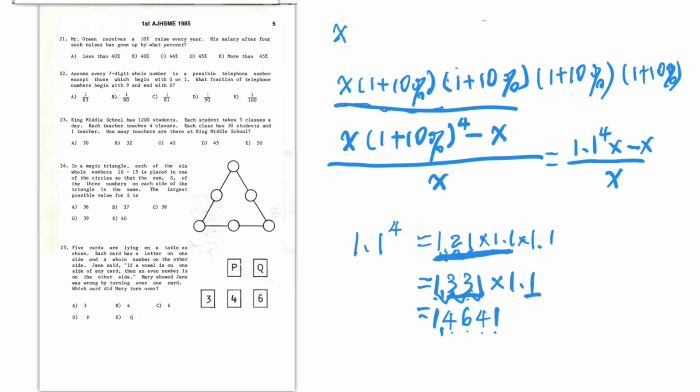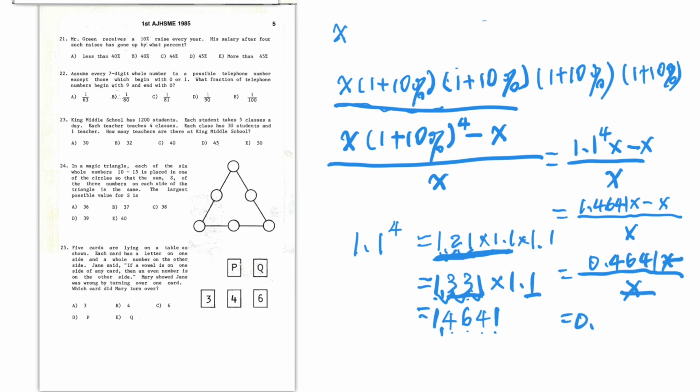Now 1.1 to the power 4 is 1.4641. So 1.4641 X minus X over X gives us 0.4641 X over X. Cancel X. It's 0.4641 times 100%, equal to 46.41%. The answer is E, more than 45%.